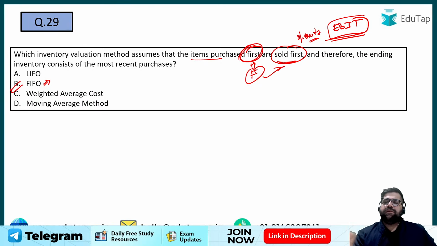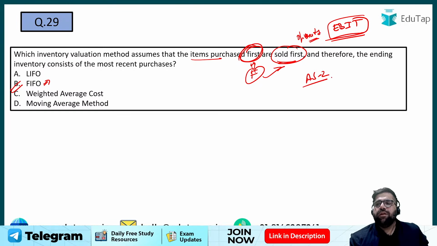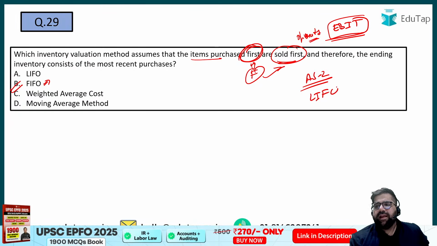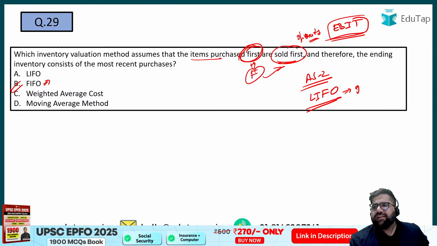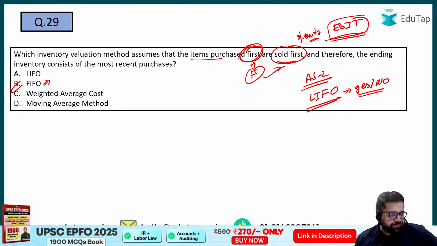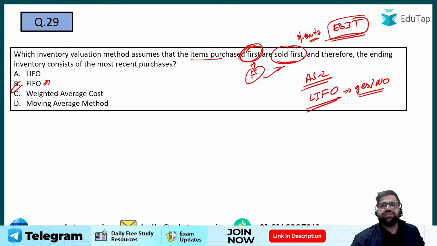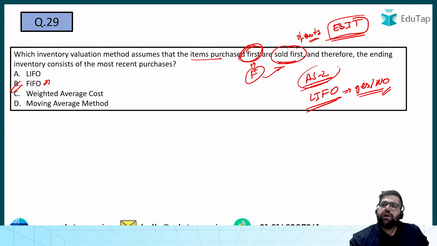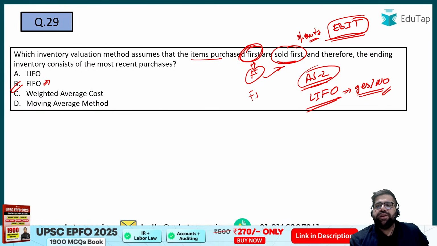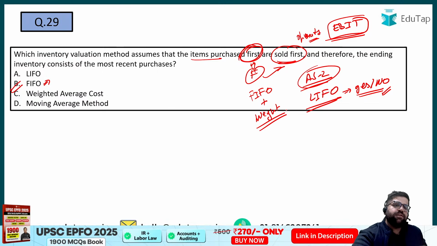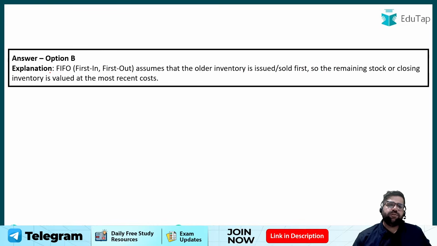Right? Now tell me, as per AS2, can I apply LIFO? Yes or no? As per AS2, which is valuation of inventories, can I apply LIFO? The answer is no. Because as per accounting standard 2, you can only do accounting with FIFO and with weighted average. I hope you are aware of this particular concept. So the correct answer in this case will be FIFO.